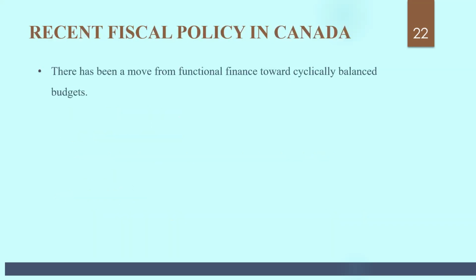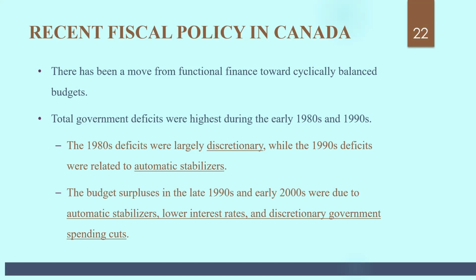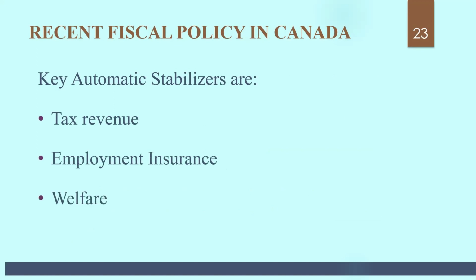Recent fiscal policy in Canada: there's been a move from functional finance towards cyclically balanced budgets. Total government deficits were highest during the early 1980s and 1990s. The 1980s deficits were largely discretionary, while the 1990s deficits were related to automatic stabilizers. Budget surpluses in the late 1990s and early 2000s were due to automatic stabilizers, lower interest rates, and discretionary government spending cuts. Key automatic stabilizers are tax revenue, employment insurance, and welfare.